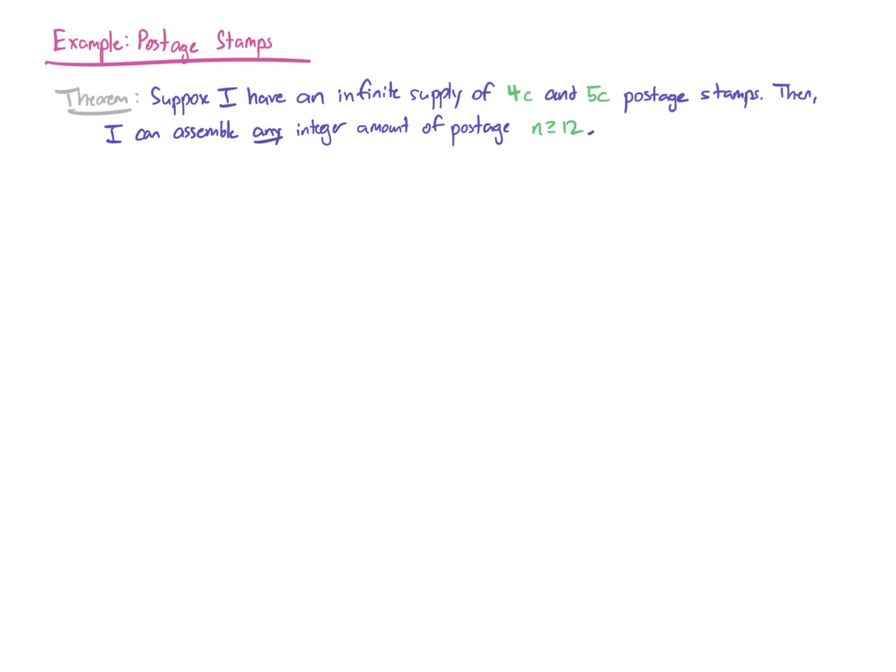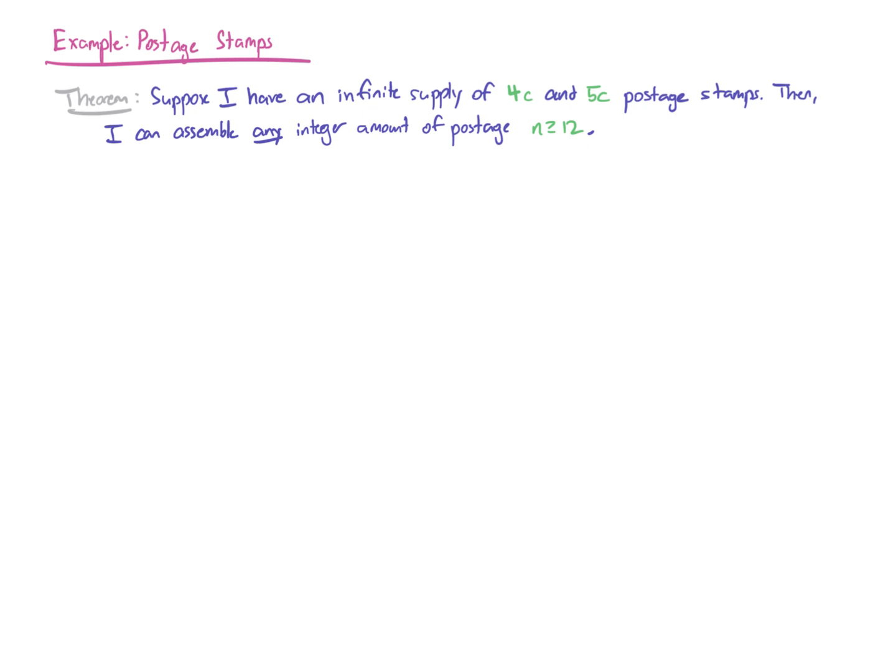Let's look at a problem that requires us to use bounded strong induction. This is often called a postage stamp problem. So here's the theorem we're going to prove. Suppose that I have an infinite supply of 4-cent and 5-cent postage stamps. Yes, believe it or not, postage used to be on the order of 4 or 5 cents once. Then I claim from these stamps I can assemble any integer amount of postage greater than or equal to 12.